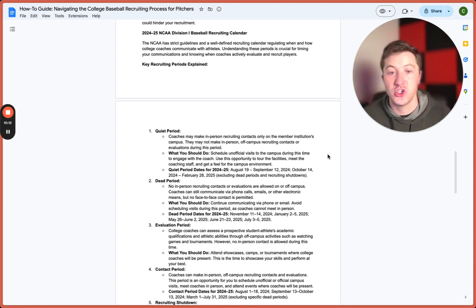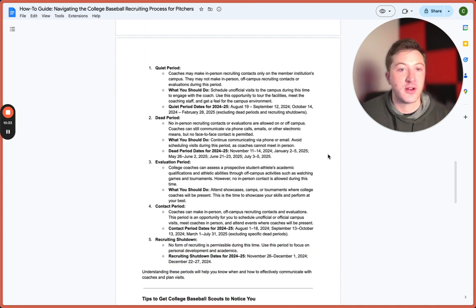So here's what you should do during this time: schedule unofficial visits to the schools that you're interested in, to go check out the campus. Maybe you could talk to the coaches, take a tour of the facilities, and get a feel for the campus environment. And these dates are usually running around August, usually about the end of the summer, and then October through February 28th of 2025, excluding the dead periods and recruiting shutdowns.